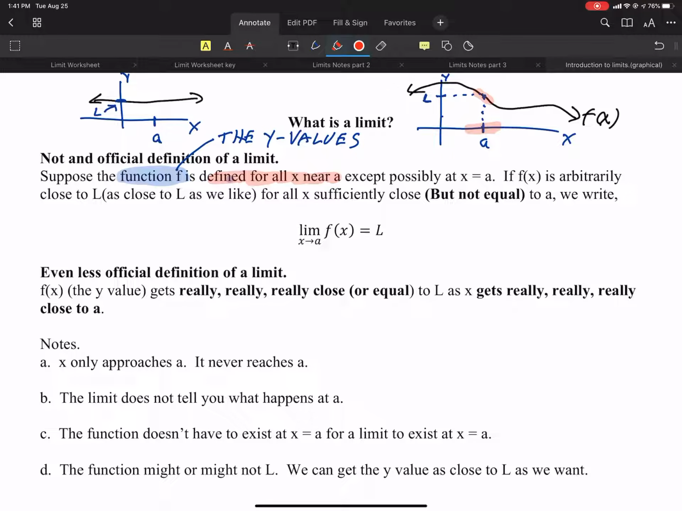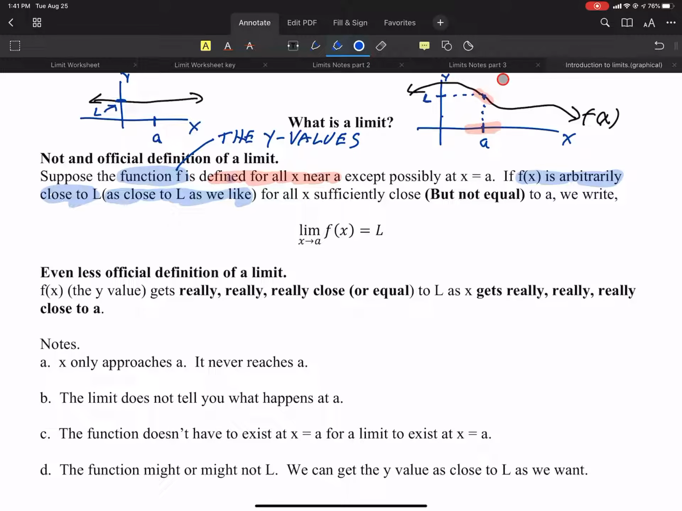Let's keep reading this. f of x is arbitrarily, what does that mean? Arbitrarily close to L. I have in parentheses, as close to L as we like. So this black function here, we can get it to be as close as we want to L, whatever that y value is, for all x really close to a.